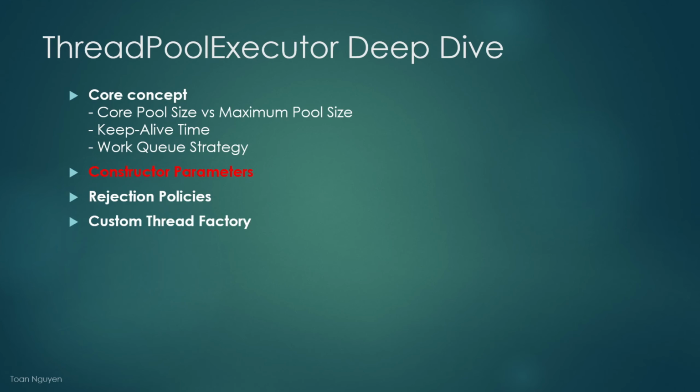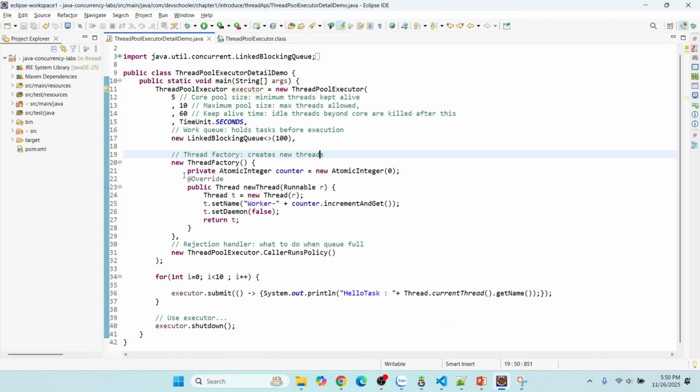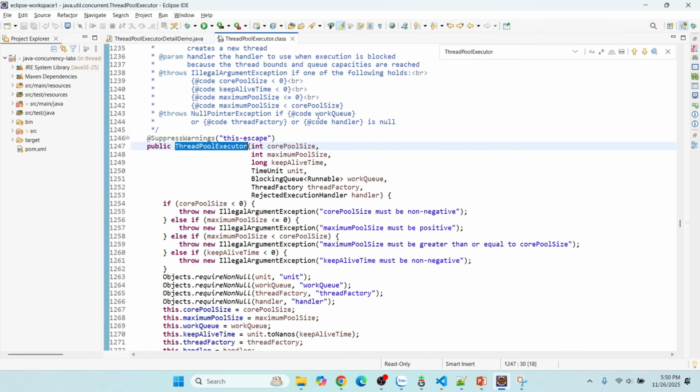In this lesson, I will introduce the constructor parameter. Then we will move on to the demo. This is the constructor parameter in the ThreadPoolExecutor class. Let's take a look at this parameter.